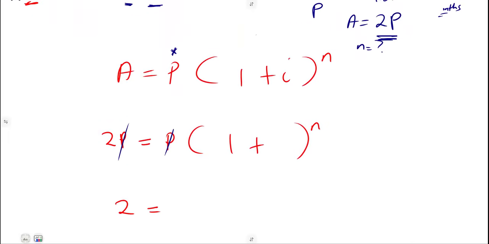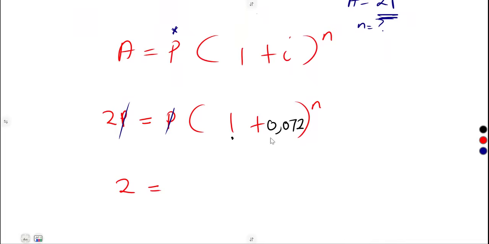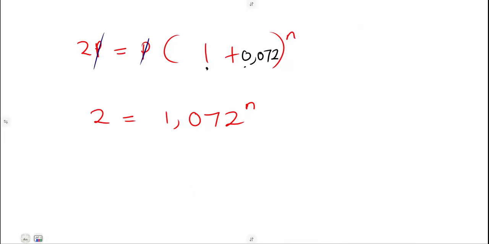0,072, like that. All right. So you can even simplify what is inside the bracket, 1 plus 0,072. You add this one plus this one. That's 1,072 to the exponent of what? Of n. Remember your logarithms, how to solve for n. There you must go back to your logarithms.